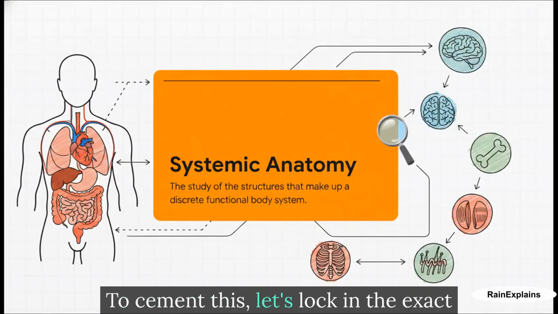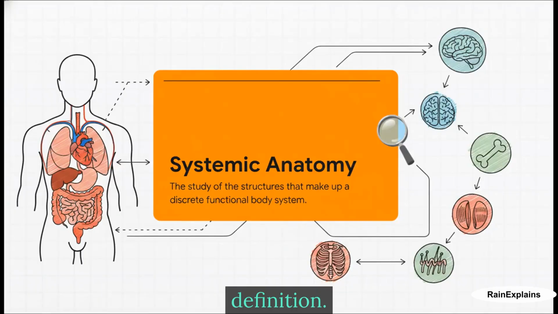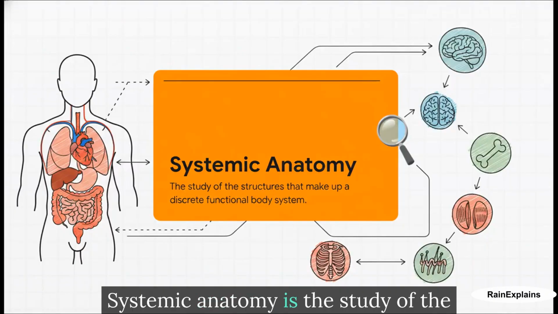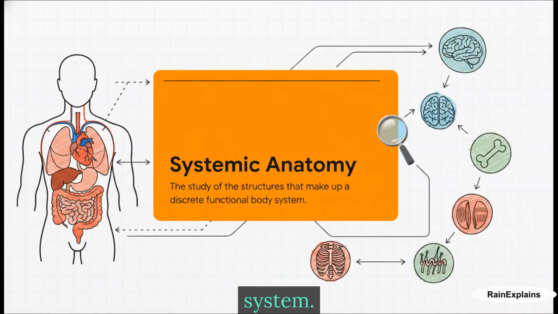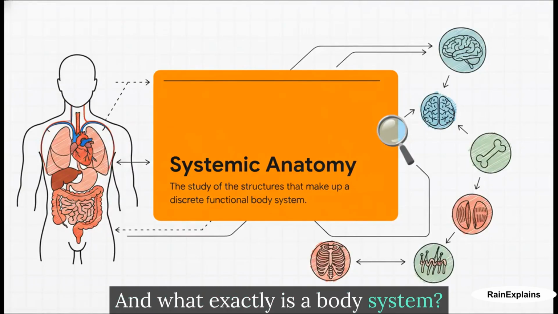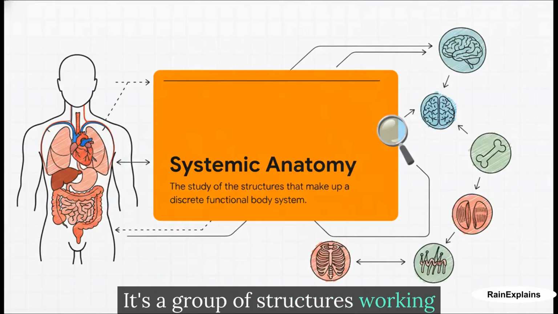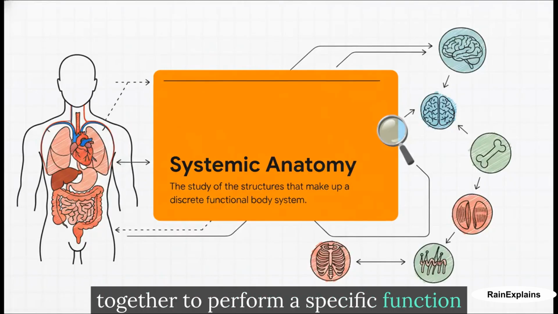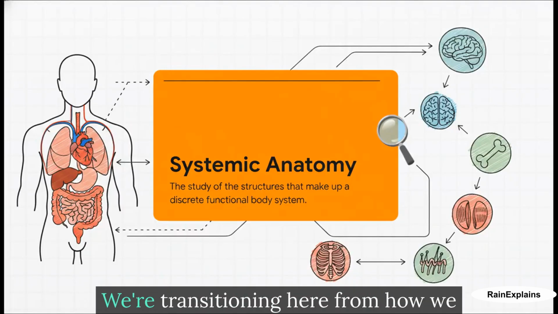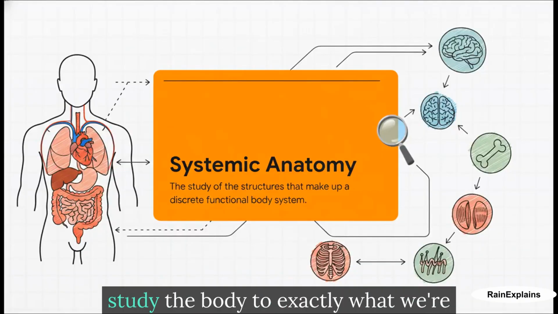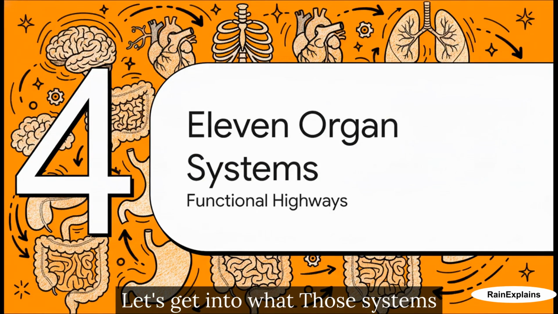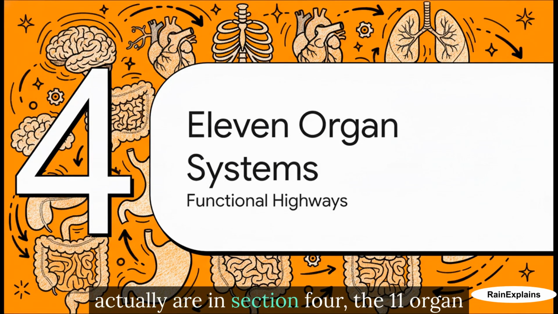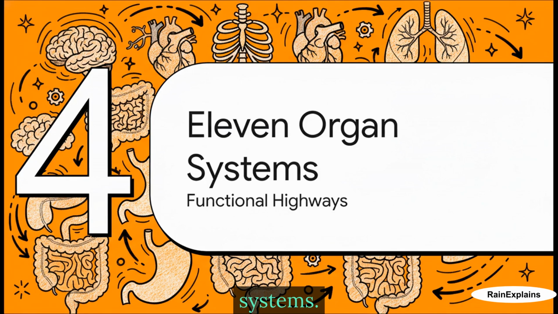To cement this, let's lock in the exact definition. Systemic anatomy is the study of the structures that make up a discrete body system. And what exactly is a body system? It's a group of structures working together to perform a specific function for the organism. We're transitioning here from how we study the body to exactly what we're studying. Let's get into what those systems actually are in Section 4, the 11 organ systems.